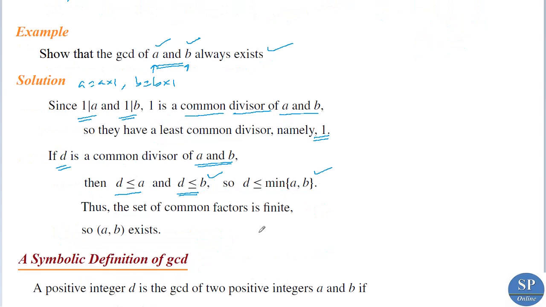Thus, the set of common factors is finite. That means the GCD of a and b exists. That is, the GCD of a and b should be a finite number. Therefore, the GCD of a and b exists.